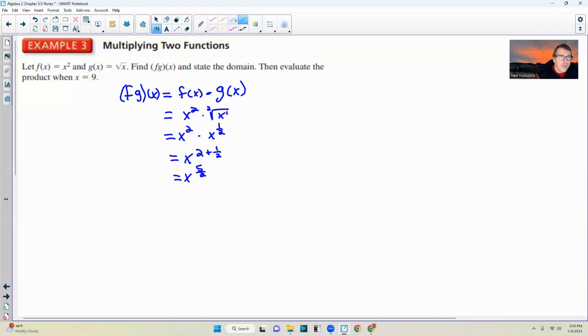So I want to find f of g of 9, which is going to equal 9 to the 5/2. Okay, and remember what I said. That's the same as taking the base. This bottom number is your index, and the top number is your power. You do not need to write this 2 here, but I just wanted to show you that's where it would go. So that's what it looks like. It's the square root of 9 to the 5th power.